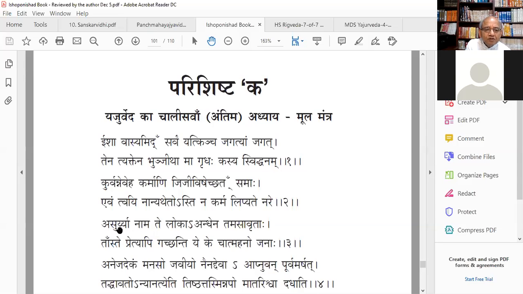They are asur. And then tanste petyapi gachanti. Even in the next life, pet is the next life, they will be getting the rewards of their actions, good or bad, whatever they do.